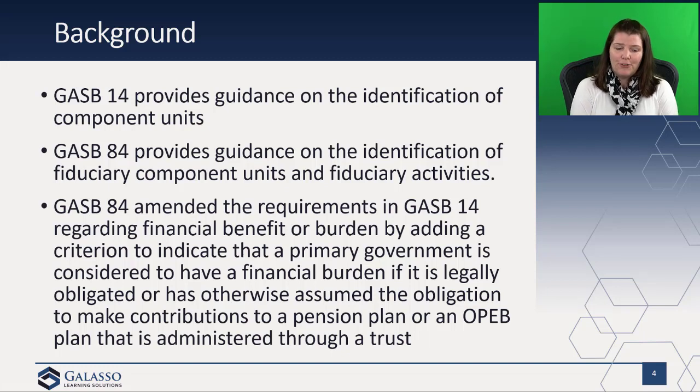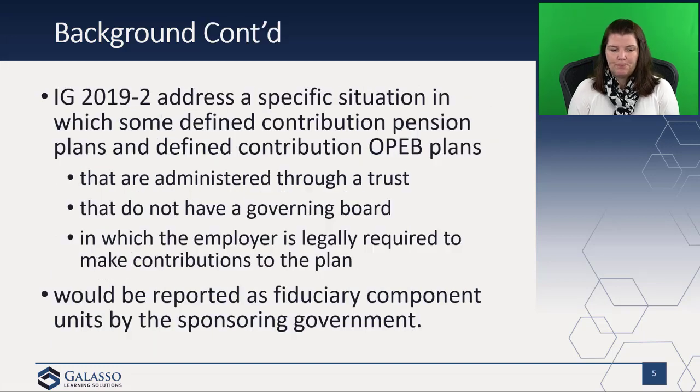GASB 84 amended the requirements of GASB 14 regarding the financial benefit or burden by adding a criterion to indicate that a primary government is considered to have financial burden if it is legally obligated or has otherwise assumed the obligation to make contributions to a pension plan or an OPEB plan administered through a trust. So that was a change in 84 to when you would have that benefit or burden, which is a criterion for when you are a component unit.